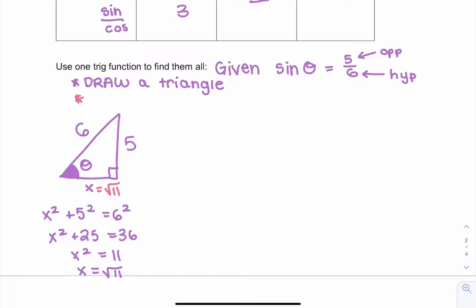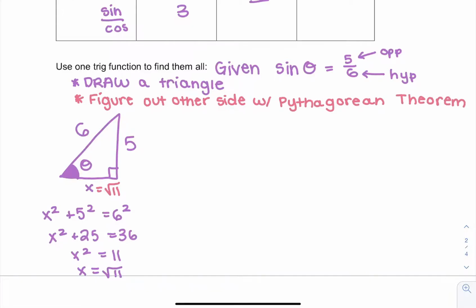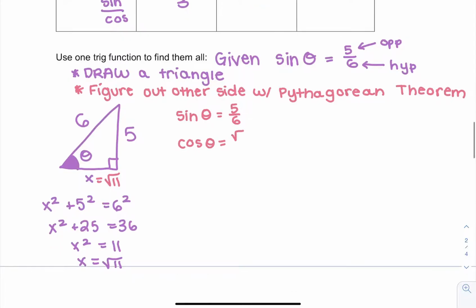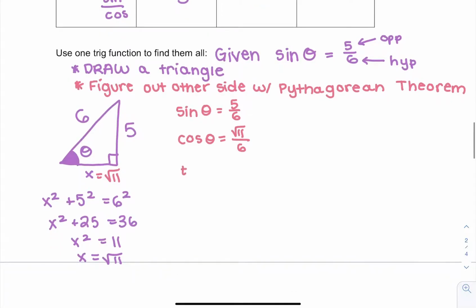So you draw a triangle and then figure out the other side with the Pythagorean theorem. Now we have everything we need to figure out all 6 trig ratios. It's helpful to write them in order. Sine of theta is 5/6. Cosine of theta is adjacent over hypotenuse, or square root of 11 over 6. And tangent of theta is opposite over adjacent, so 5 over square root of 11.